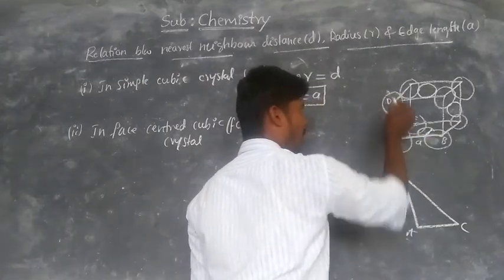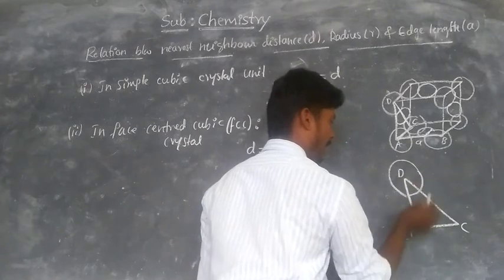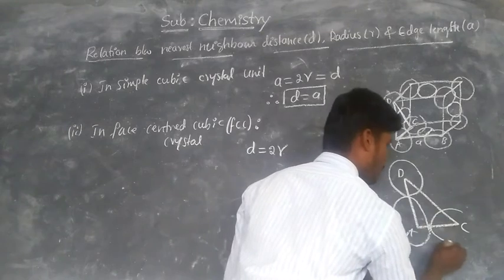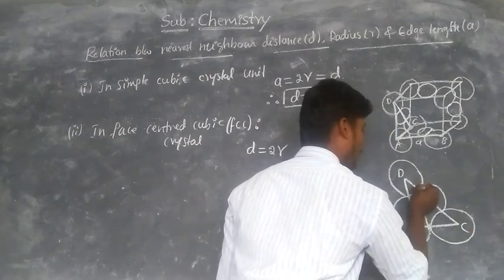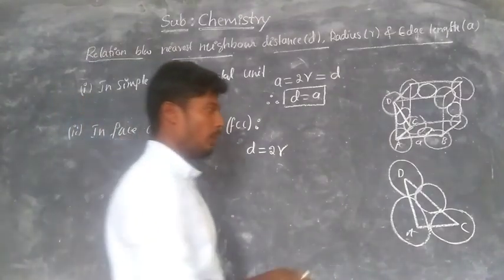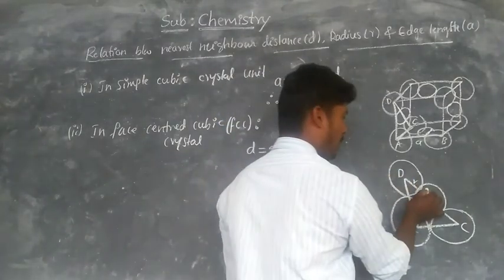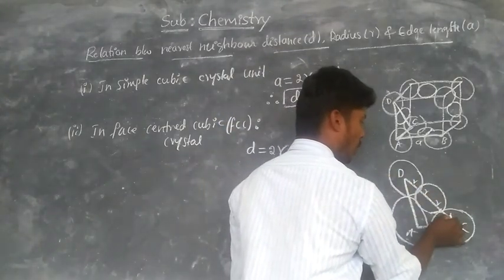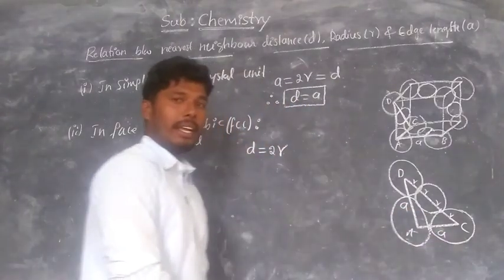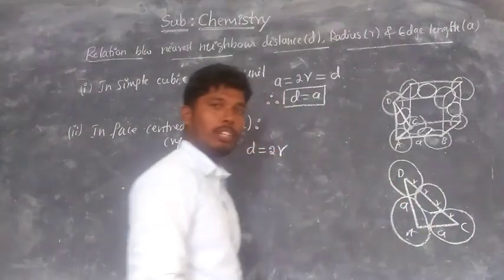This is the triangle, and at D there is one particle, at A there is also one particle, and at C also there is one particle, and between them there is a face, and that face also has one particle. We know the radius of each particle is r, hence there is 4r. Let's assume this is edge length a. Now find the distance of the CD line, or the length of CD.